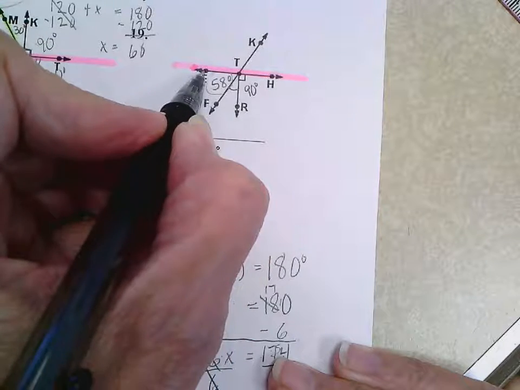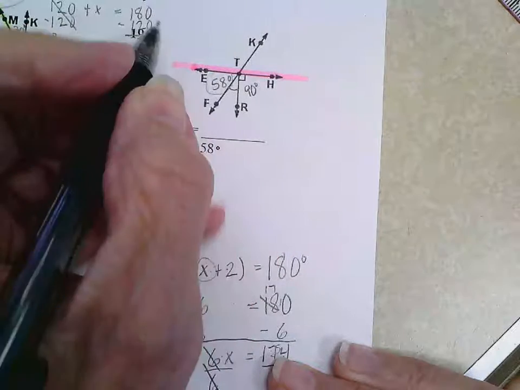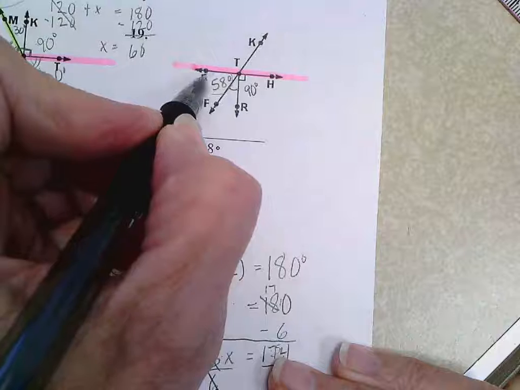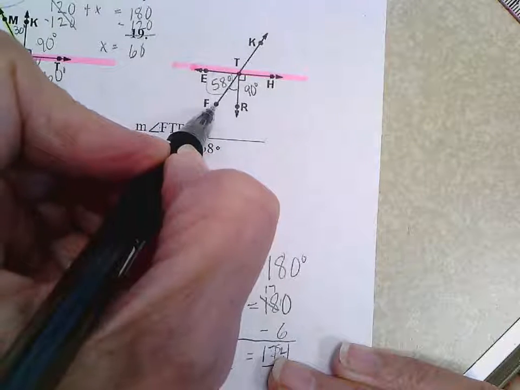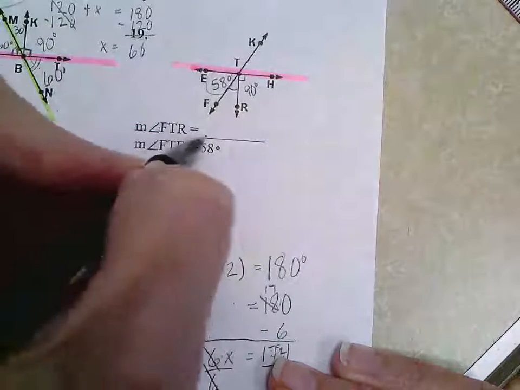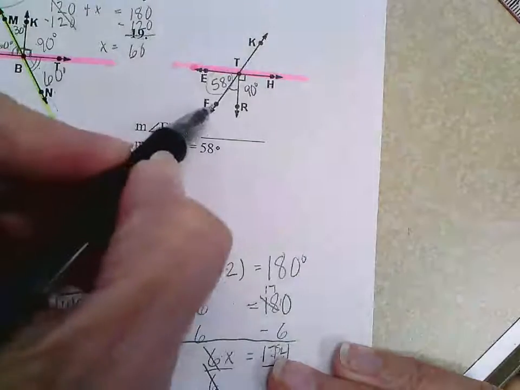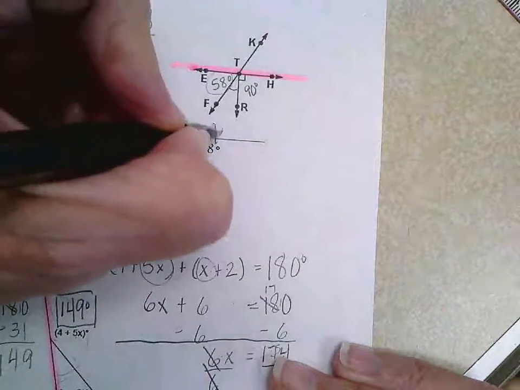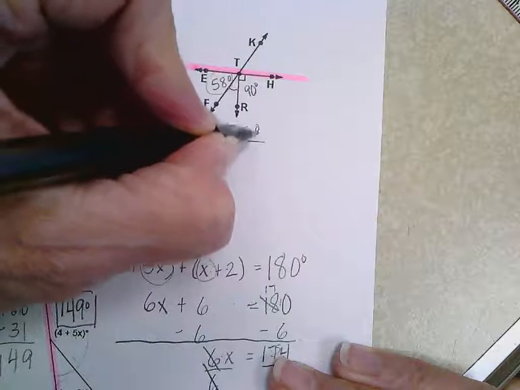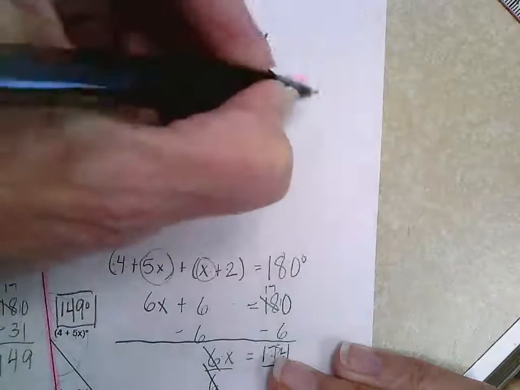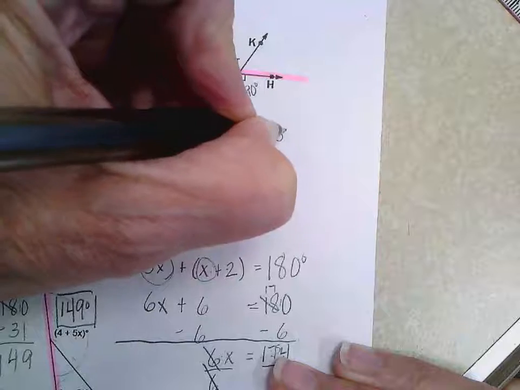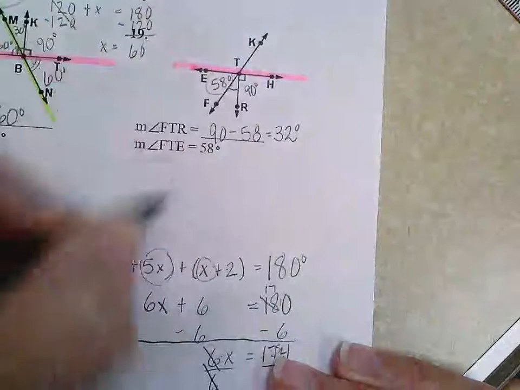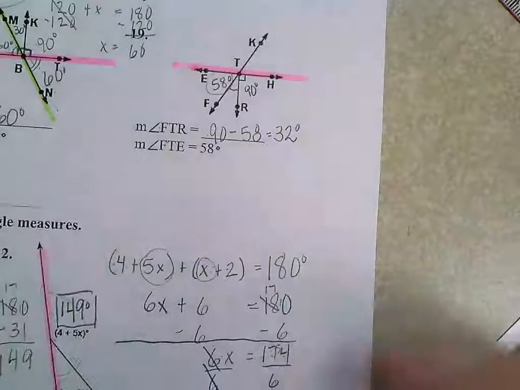So we can just take the measure of angle ETF and subtract it from 90 to get the measure of angle FTR, this one right here. So 90 minus 58 is equal to 32, I believe.